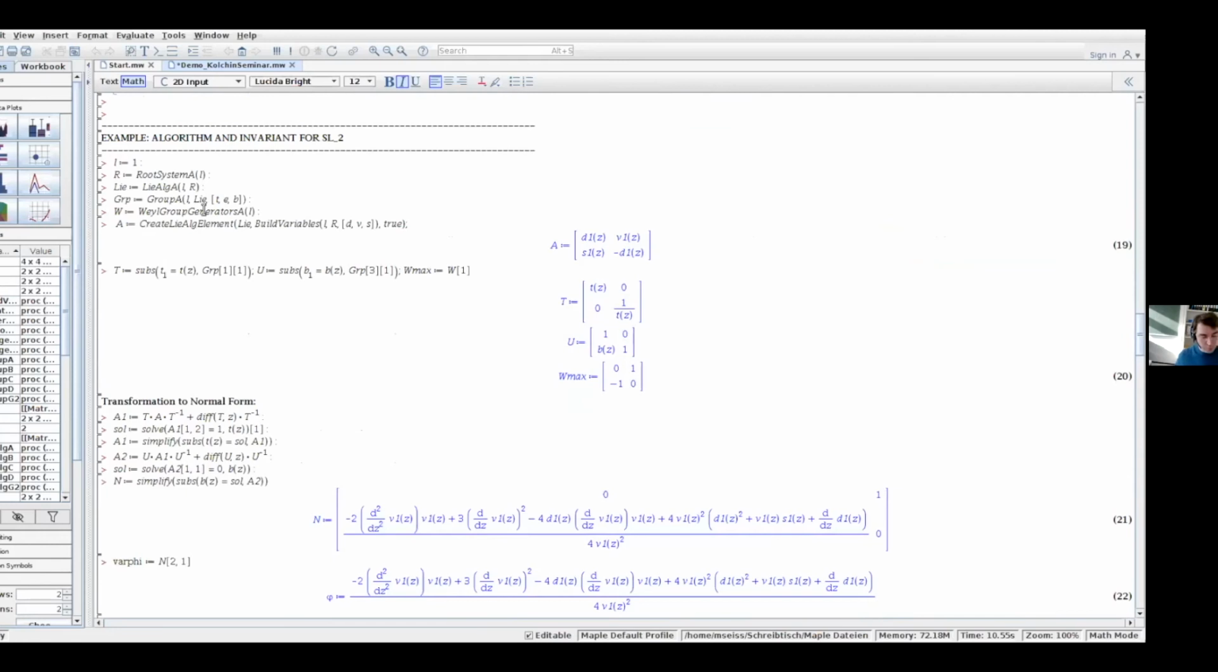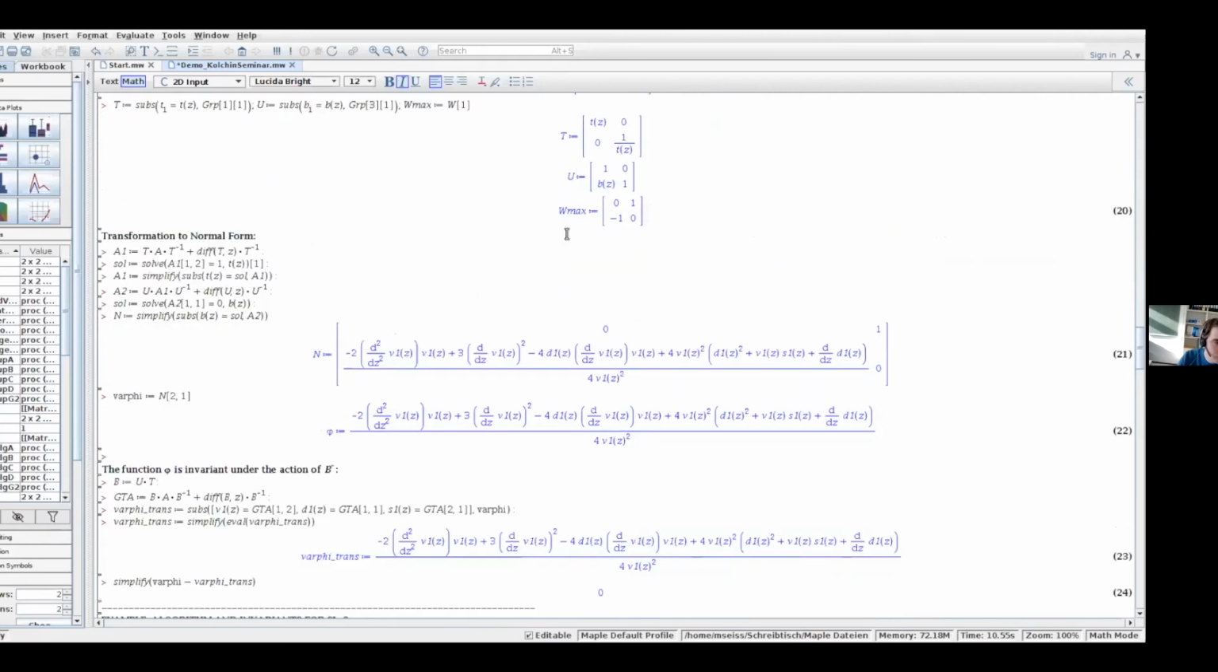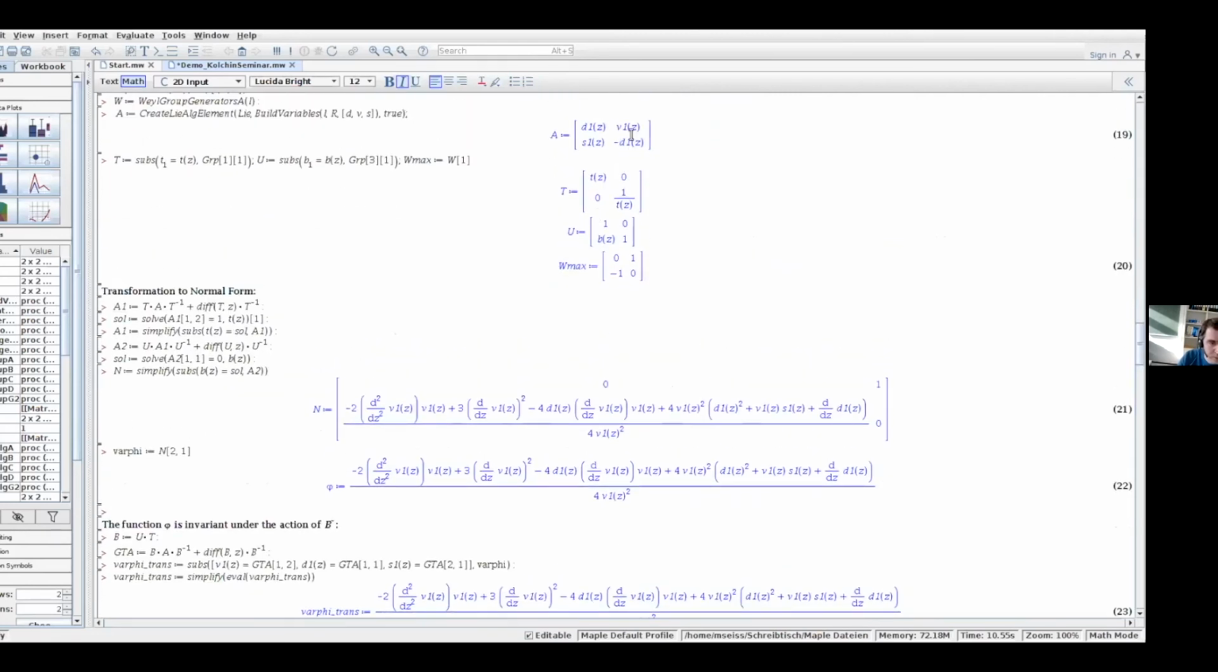So now computing the normal form matrix in case of SL2. Here the general element of the Lie algebra looks like this. This was the first example I gave in the talk. And now we gauge transform this one to normal form. What do we do? We first normalize V1 by a conjugation with the torus.